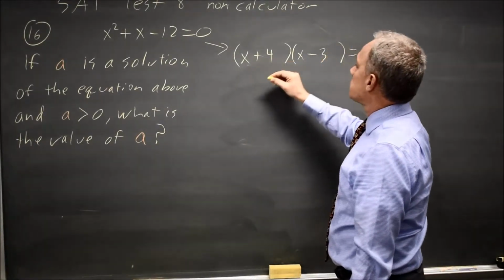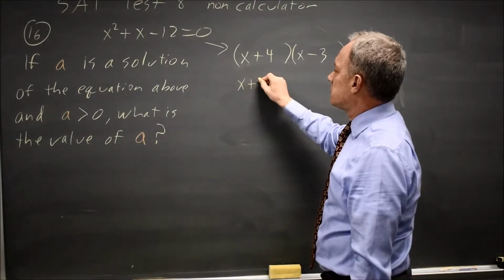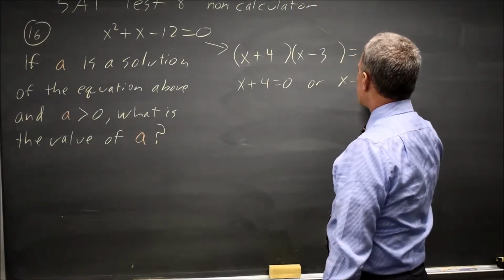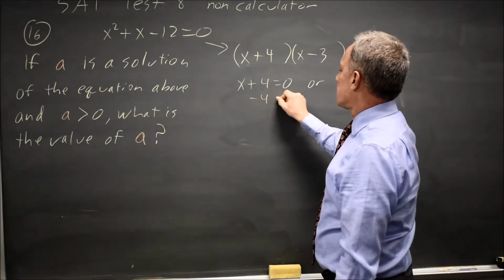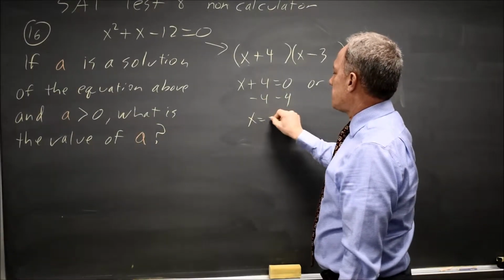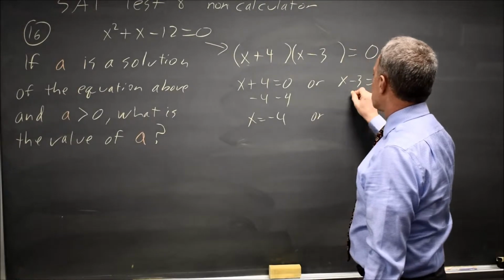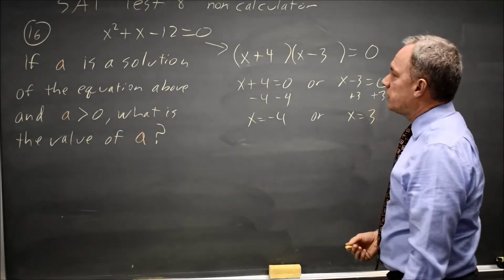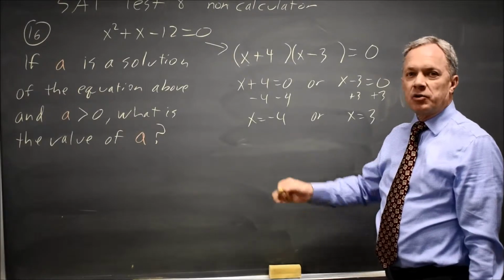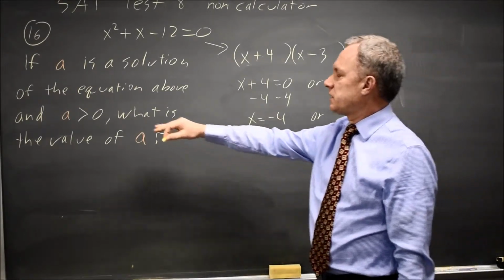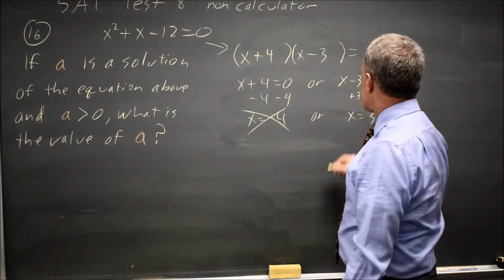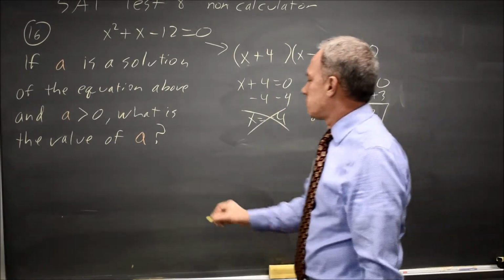Now the product equals 0. If the product equals 0, either the first factor equals 0 or the second factor equals 0. Solving, x equals negative 4 or x equals positive 3. We can't grid in a negative number, plus they said the value they're looking for is positive, so this answer does not work. The correct answer would be 3.